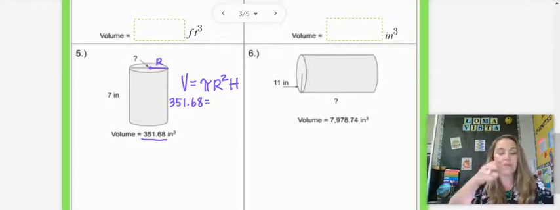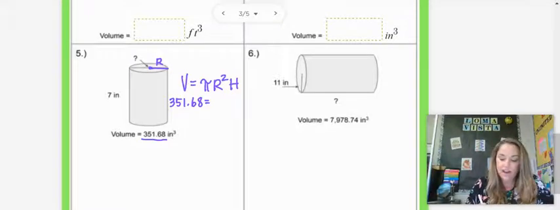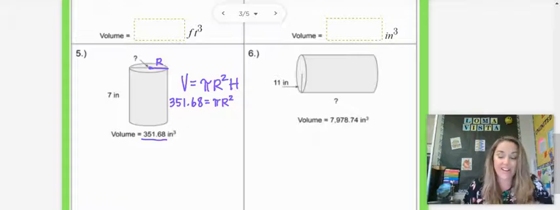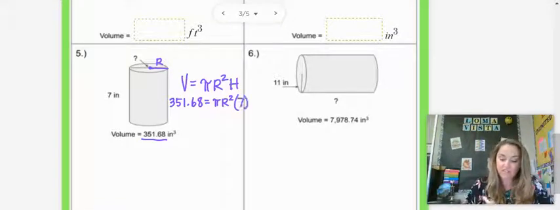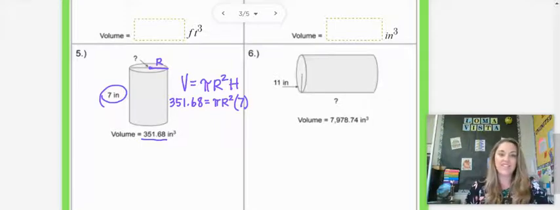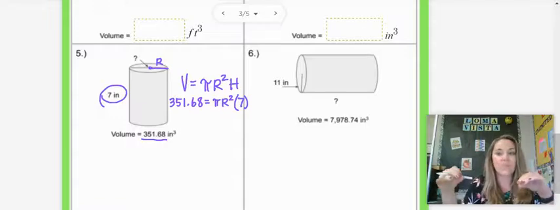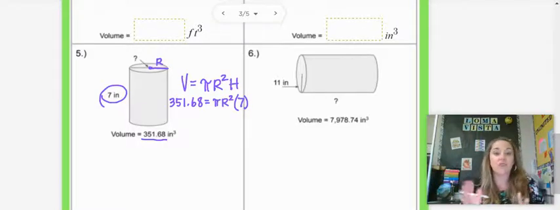So I'm actually going to plug that in where my v is. So instead of v, I'm going to plug in the volume. I'll leave pi alone. I'll leave the r squared alone because I don't know what r is. And then for the h, I'll plug in 7. See where I got that? The h is 7 because that's the height. So now it's just like isolating a variable in an equation. We're going to solve for r.